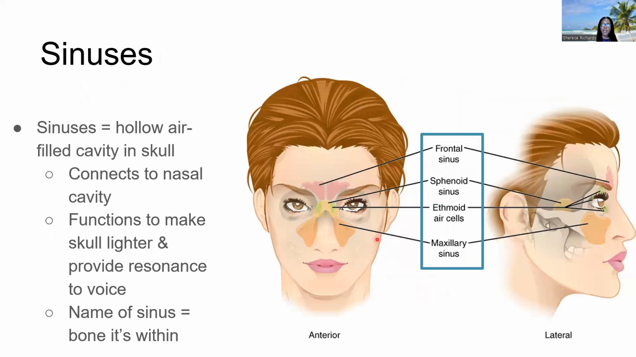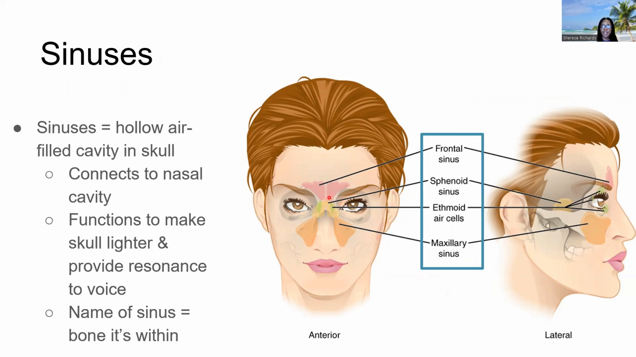Speaking of spaces, we're going to lastly here talk about the sinuses. So the sinuses are hollow, air-filled cavities within the skull. They perform a similar function as the concha. They help to increase the resonance of the voice. They help to lighten the skull.